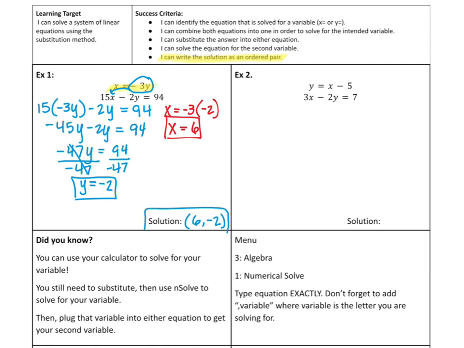And there you have it. That is our solution.